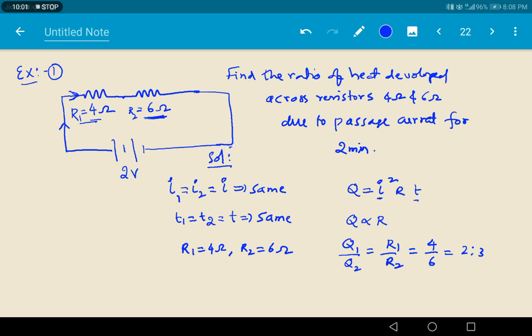So first we should identify which combination of the resistors it is, series combination or parallel combination. Series combination means current is the same and time for the passage of current is also the same. Therefore Q equals I squared R T. So I constant, T constant, therefore Q directly proportional to R. Q1 by Q2 equals R1 by R2. Right. So next one.